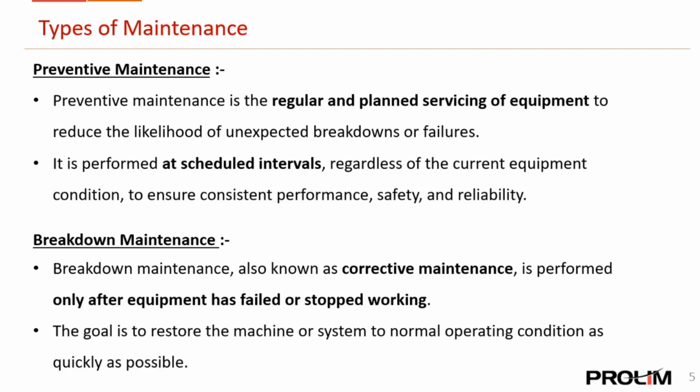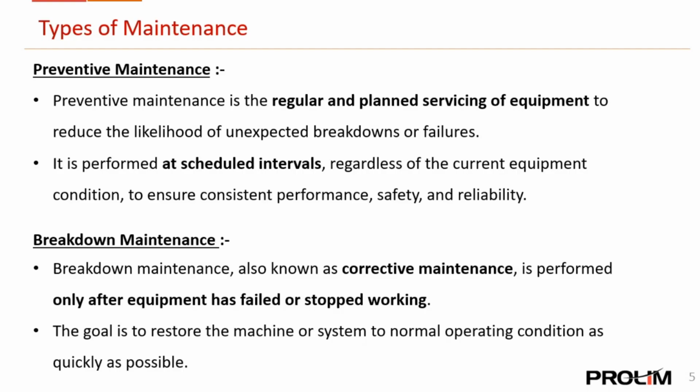Breakdown maintenance, also known as corrective maintenance, is performed only after the equipment has failed or whenever it is in a stopped condition. The goal is to restore the machine or system to normal operating condition as quickly as possible. As the plant is operating on those machines, it is crucial to repair those machines.